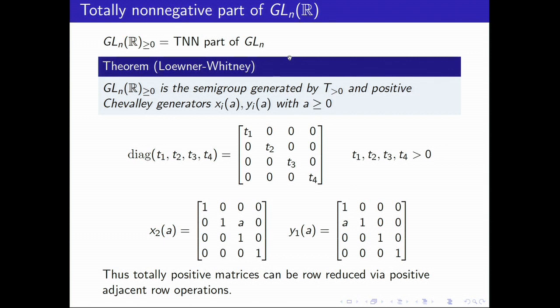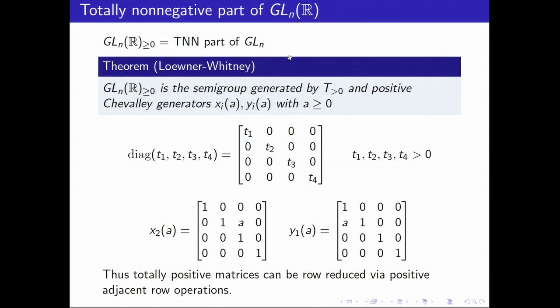This theorem says that the totally non-negative part of GL_n is the semigroup generated by some specific generators. These generators are diagonal matrices. I'm giving an example for n equals 4, diagonal matrices where the diagonal entries are positive. And also these matrices x_i(a) and y_i(a), which have one non-identity entry just above the diagonal or just below the diagonal, and the entry has to be non-negative.